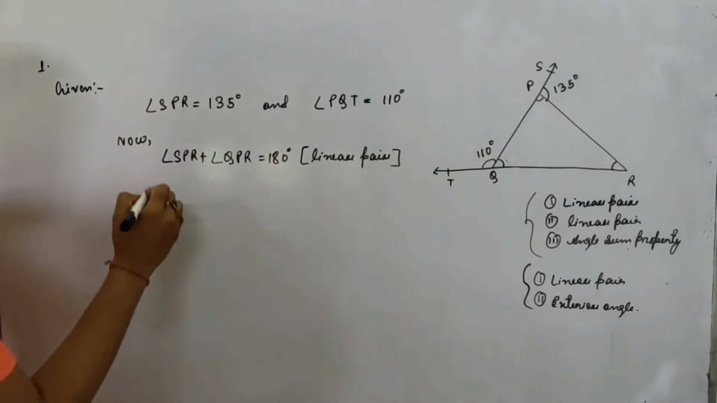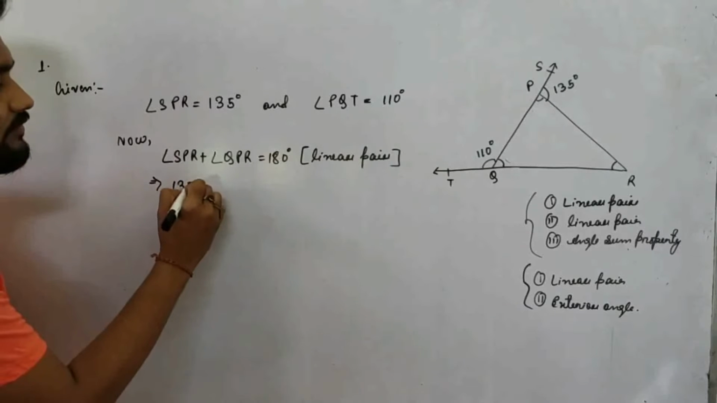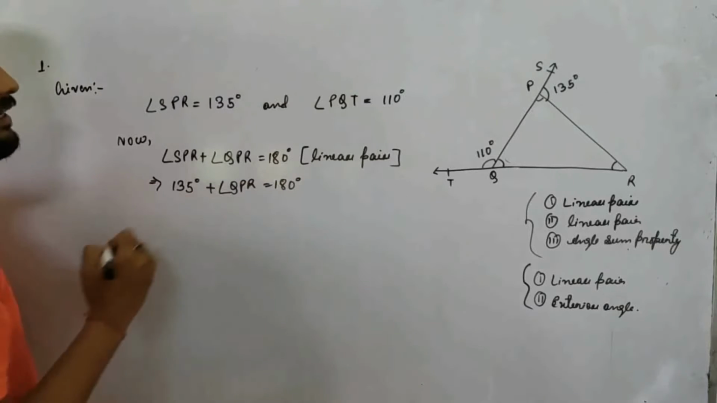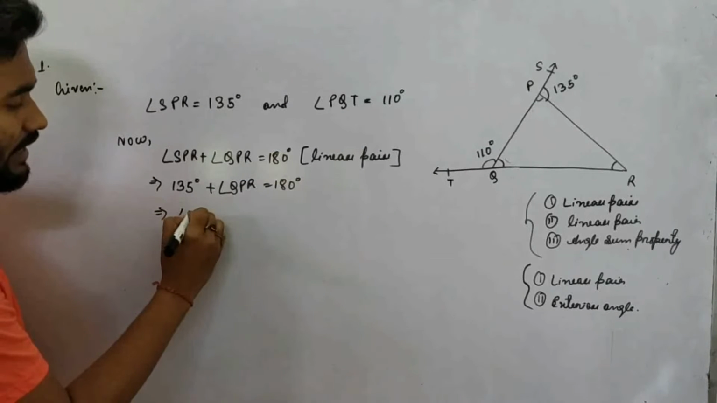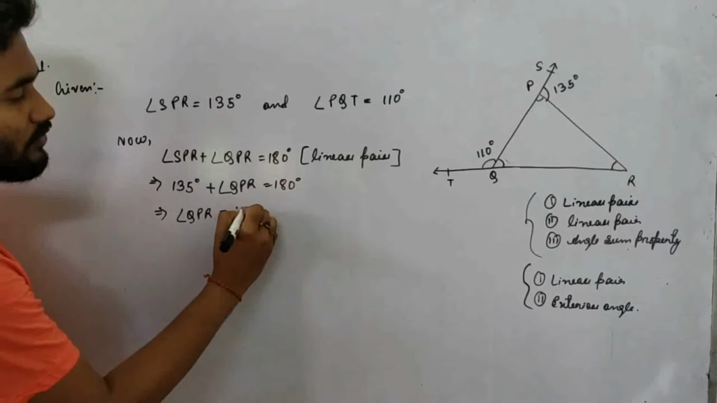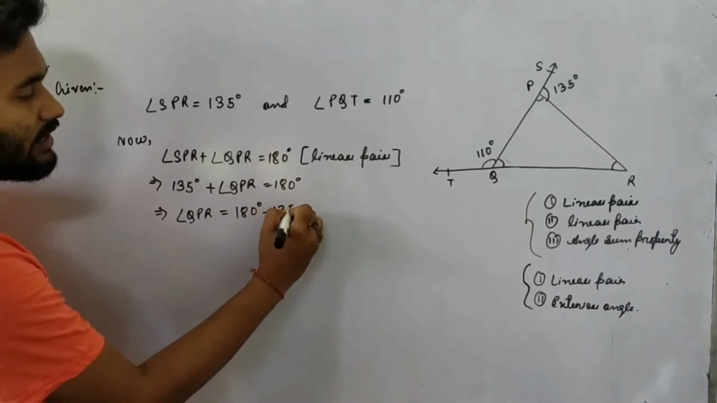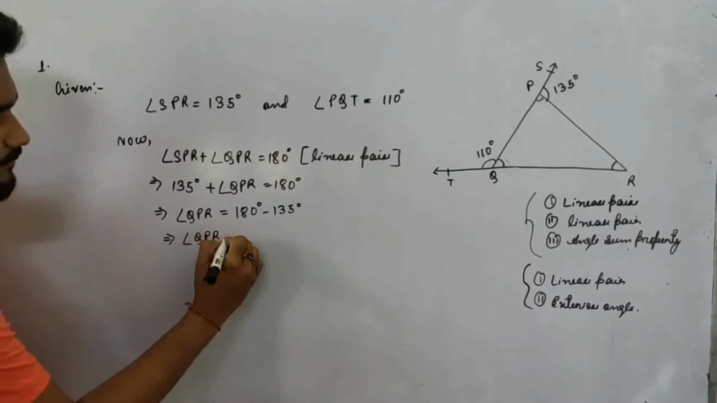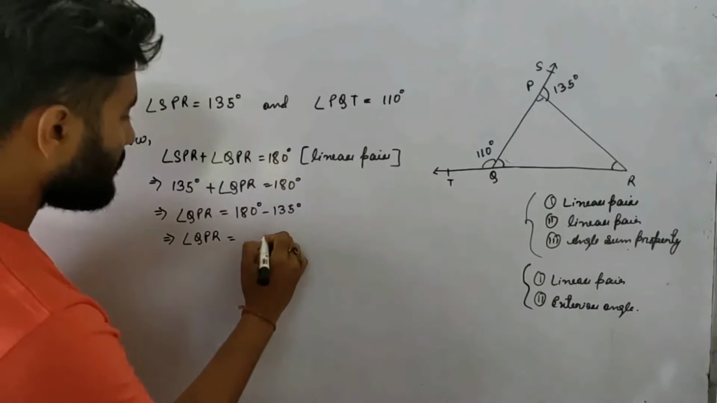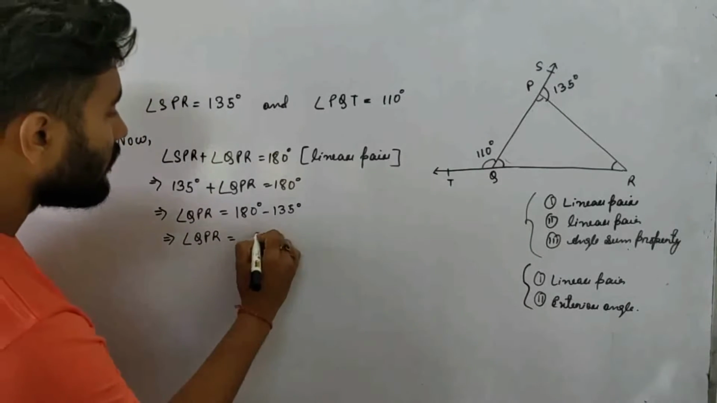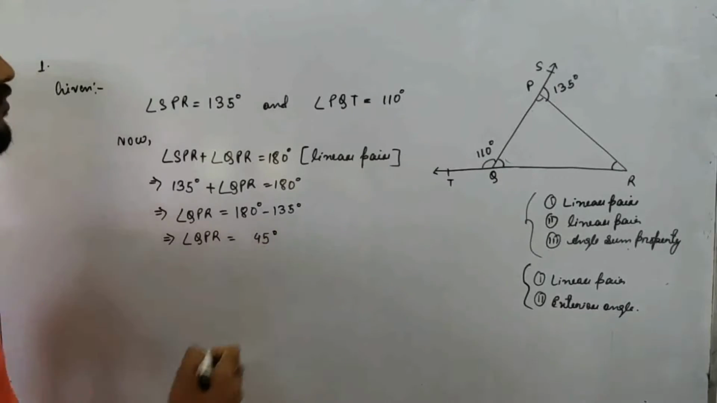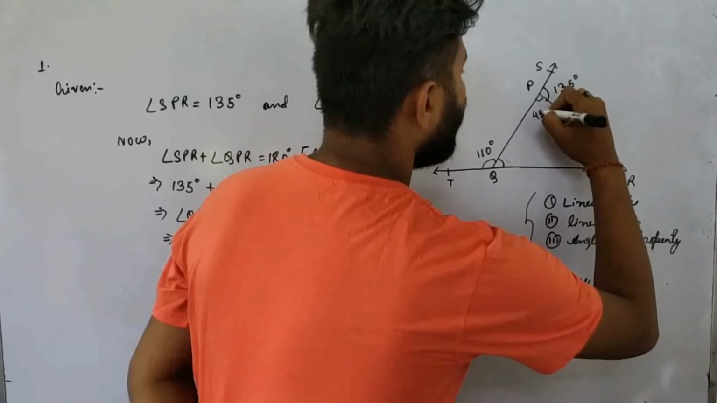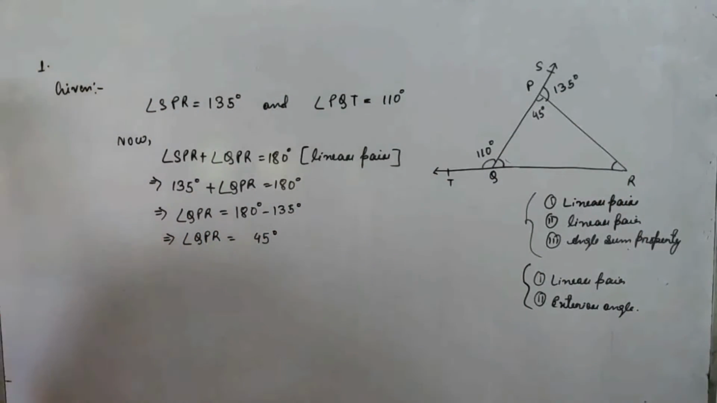Okay. So put the value of angle SPR. This is 135 degrees, plus angle QPR will be equal to 180 degrees, which implies angle QPR will be equal to 180 degrees minus 135 degrees, which implies angle QPR, if you subtract, will be 45 degrees. So you have got this angle. This angle is 45 degrees. Now we have got this angle.